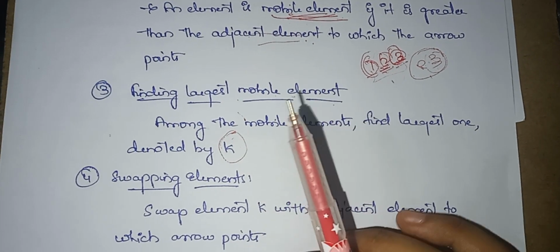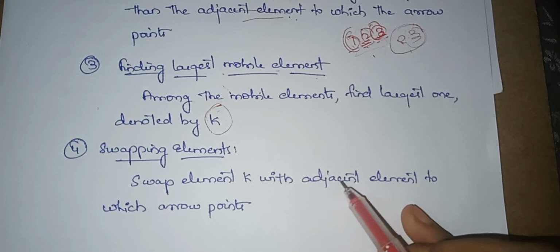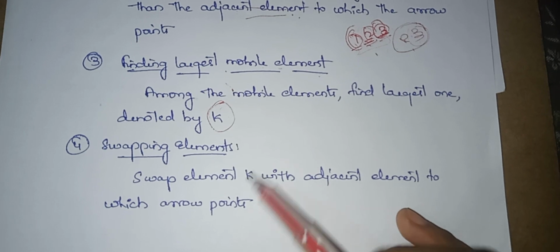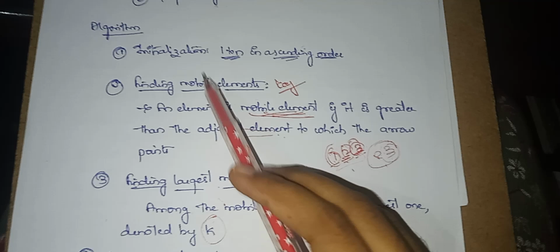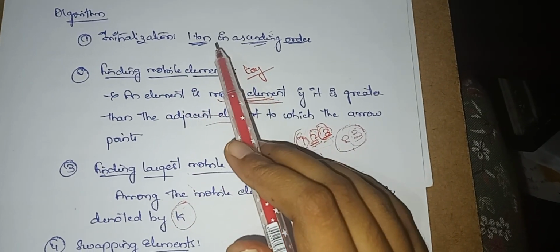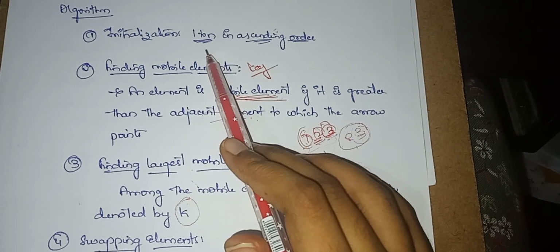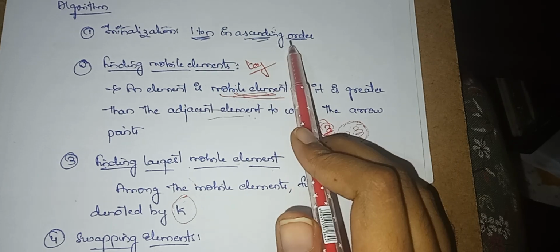So this is the third step. Now the fourth step is that you have to swap element k with the adjacent element to which the arrow points. So this we'll be discussing in the example. Right now just remember the first step is the initialization, where the permutation generation starts from the given input, 1 to n, which are already arranged in ascending order.